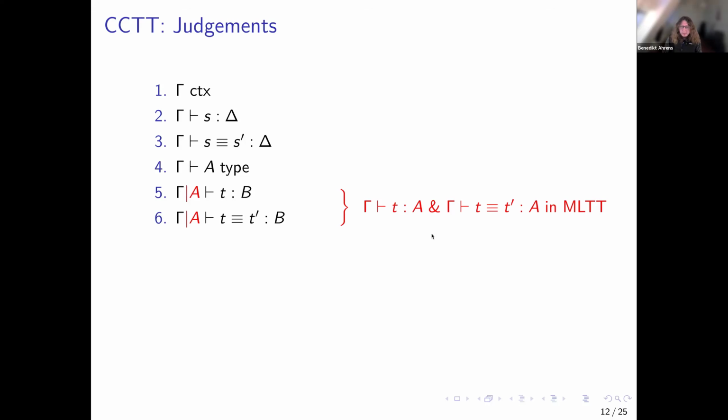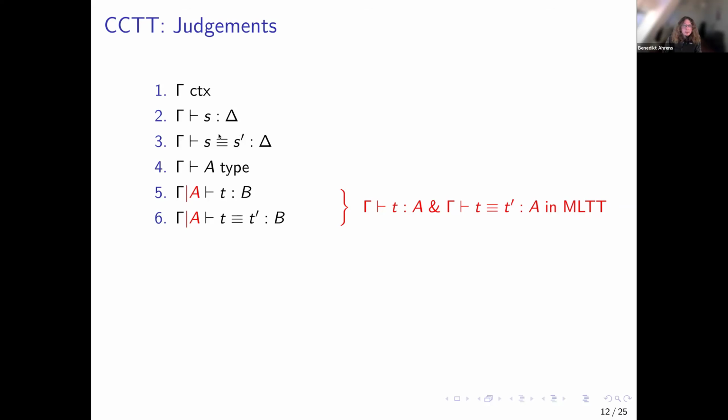To compare this with the usual judgments of Martin-Löf type theory, there we only have the judgment that T is a term in context gamma, and we have an equality judgment for terms in context gamma. So these are the judgments for terms of Martin-Löf type theory, and these are judgments for type morphisms in CCTT.